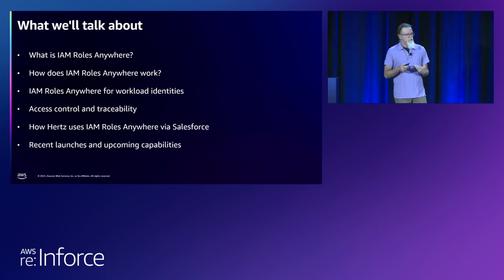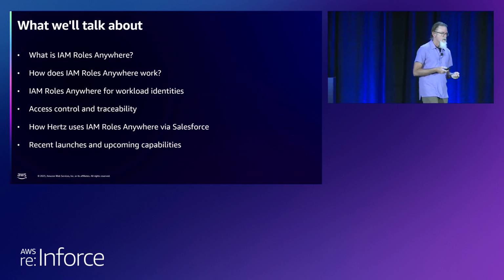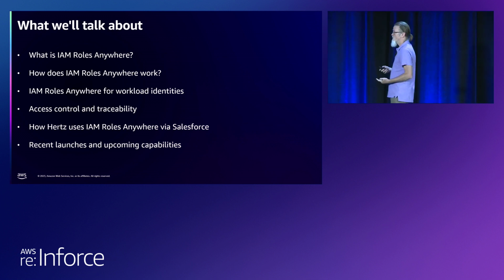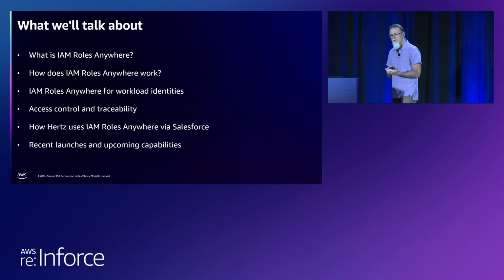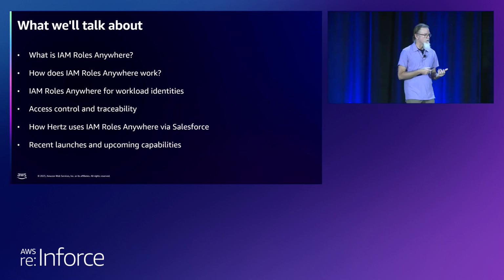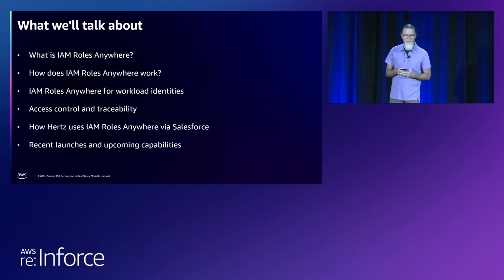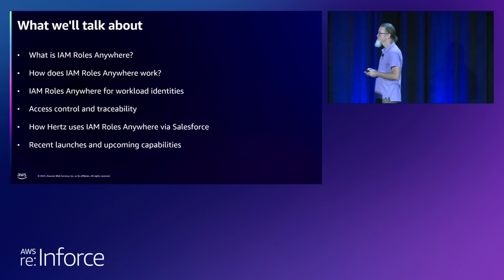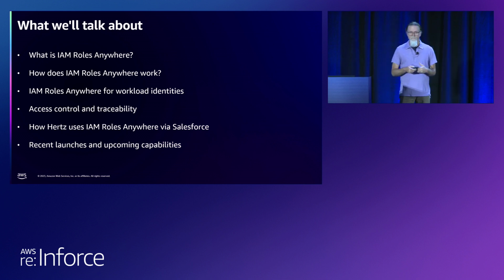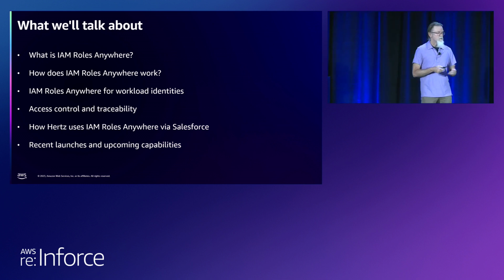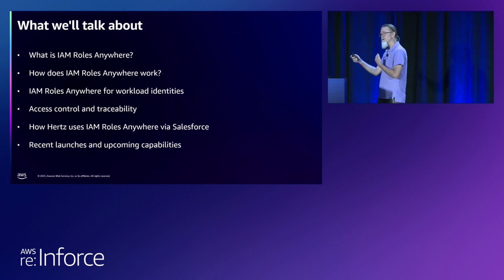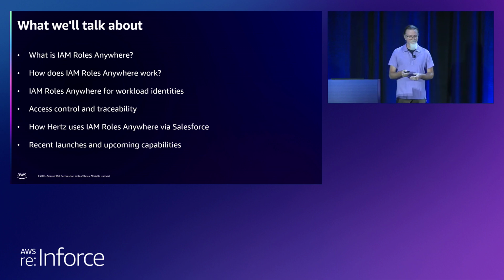What we're going to talk about today is IAM Roles Anywhere, a solution from AWS to help mitigate some of that pain. I'm going to talk about what it is and how it works, and a little bit about workload identities, which is what you have to think about when you start worrying about authenticating and authorizing applications running off of AWS. We'll talk about how that relates to access control and traceability. Then I'll invite up my colleagues from Hertz to tell you their experience using Roles Anywhere, and then we'll look forward at some of the roadmap coming.